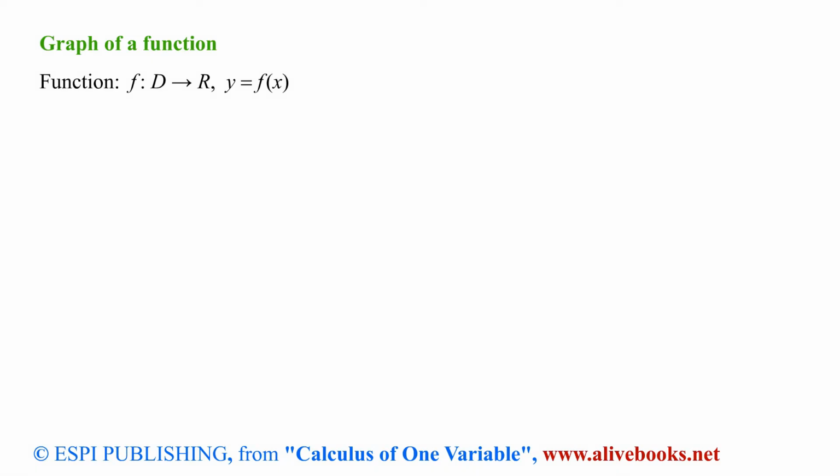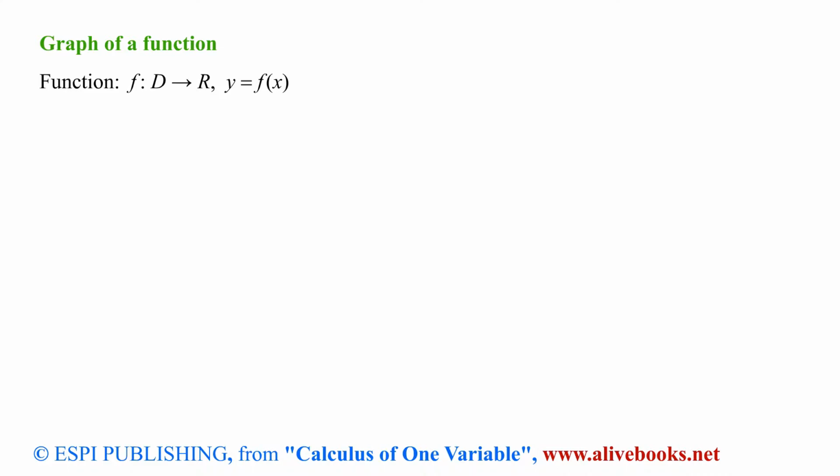We have defined the concept of a function f rigorously, as a subset of the Cartesian product of two sets D and R, such that for any x element of the domain D we have a unique element of the range R. In a simplified form, this is expressed by a relation of the form y equals f of x.